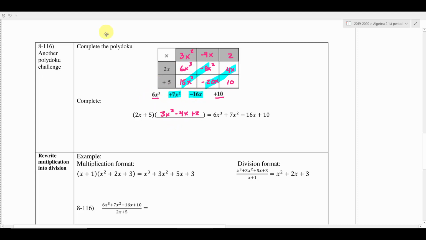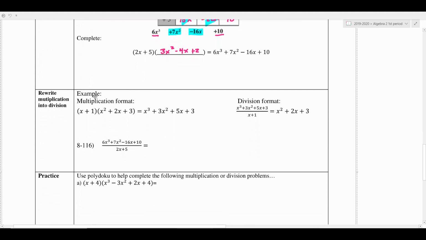Okay. So to understand that, we're going to be talking about something called multiplication format and division format. So I'm going to explain that right here. For instance, let's take a look at this expression. I have x plus 1 times this x squared plus 2x plus 3. And if I were to set up a Polydoku and multiply those two things, I would get this over here, this x cubed plus 3x squared plus 5x plus 3.